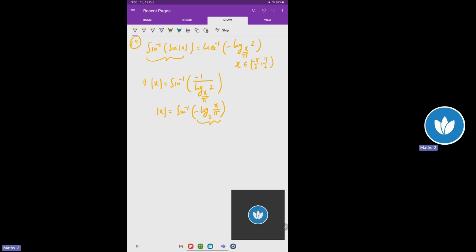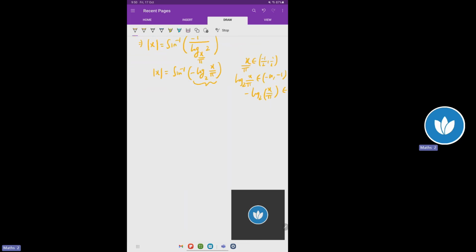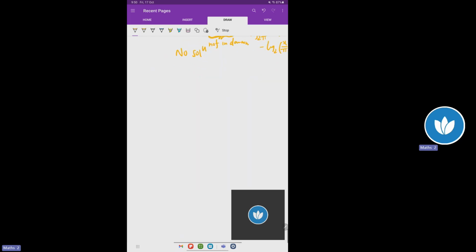Okay. Now if you see this very carefully, since x is ranging from minus pi by 2 to pi by 2, x by pi would range from minus 1 by 2 to 1 by 2. If we take log, obviously we cannot take log of a negative part. So for 0 to half, if we take log, this is going to be minus infinity to minus 1 actually. So minus log of 2 x by pi would always be greater than 1. If this is always greater than 1, this is not acceptable. Sine inverse won't accept it, so it is not in the domain of sine inverse x. If this is not in the domain, how can this be equated? So no solution from here.